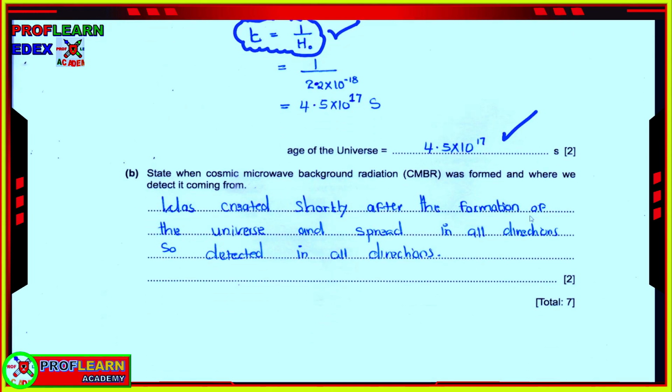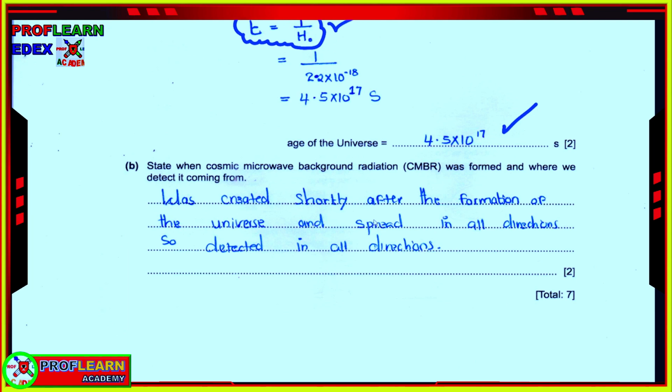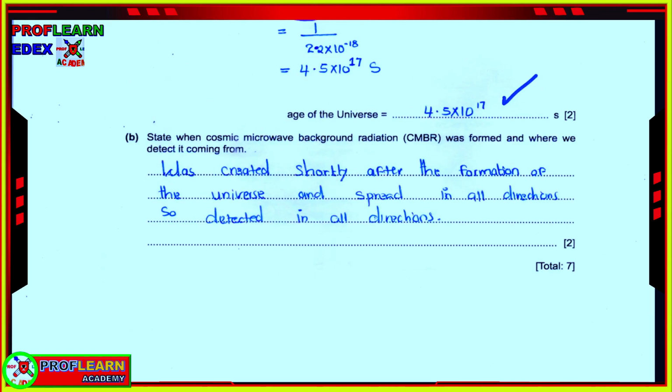We are supposed to state here when the cosmic microwave background radiation was formed, and it was created shortly after the formation of the universe, and it spreads in all directions, so it is detected in all directions. I believe we've gone through all the areas that have been tested in recent years, and it's my belief that questions will be centered around these areas that we have worked.